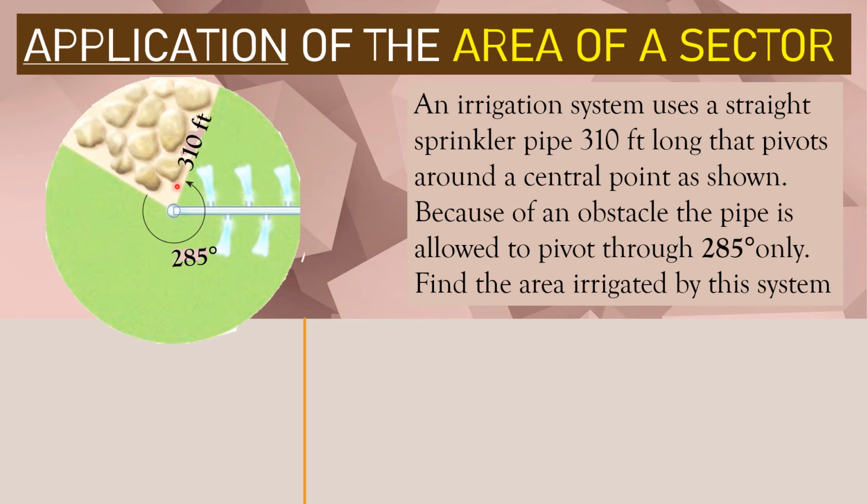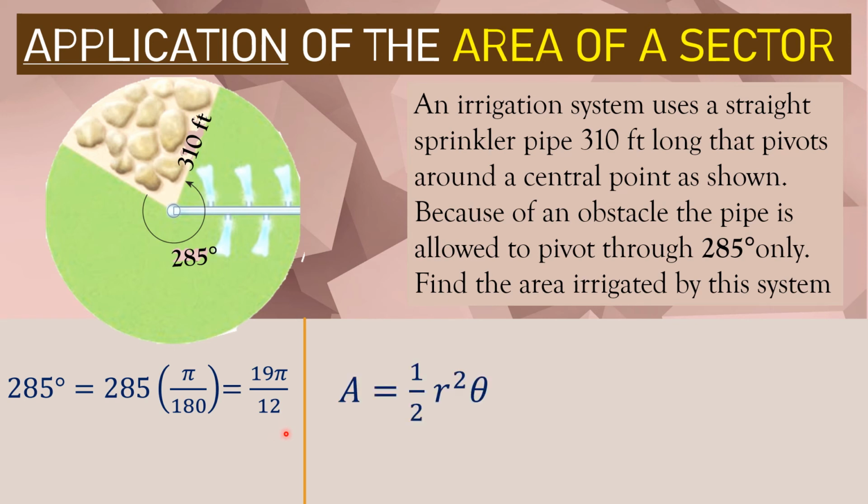Okay, so the first thing we need to do is to convert 285 degrees into radian again. The answer is 19 pi over 9. And after that, we just need to recall. Now use the formula. Area of that portion is 1/2 r squared theta. So we substitute. The radius is 310 feet. Kung ano ang haba nitong pipe na to, siya din ang radius. Kasi ito nagro-rotate eh. So, understood na circular talaga ang kanyang binubuo. So, you multiply that to 19 pi over 12.